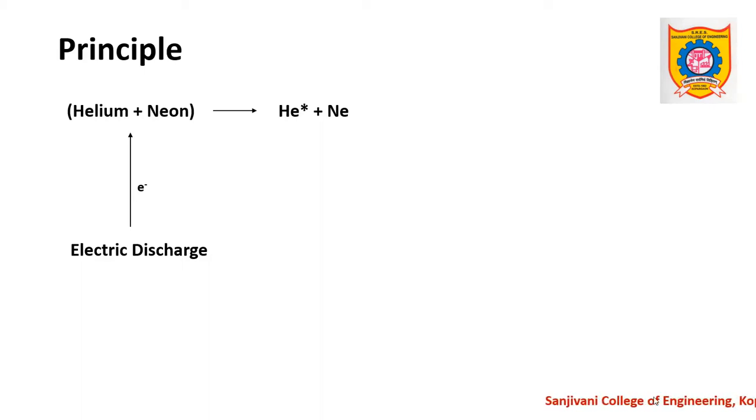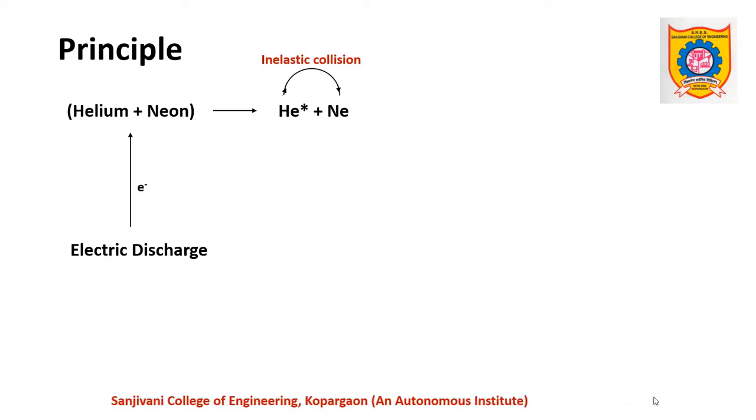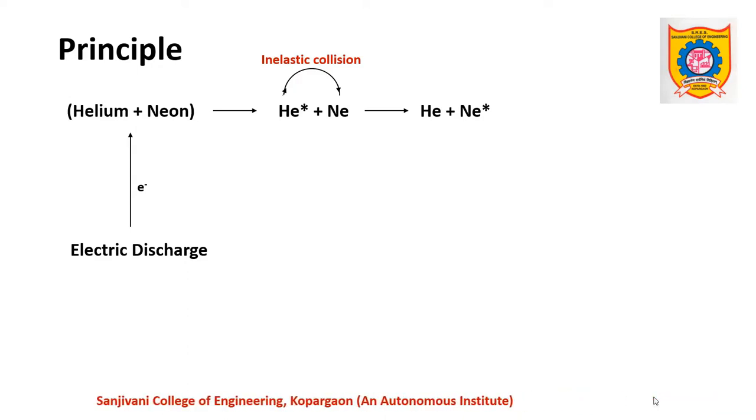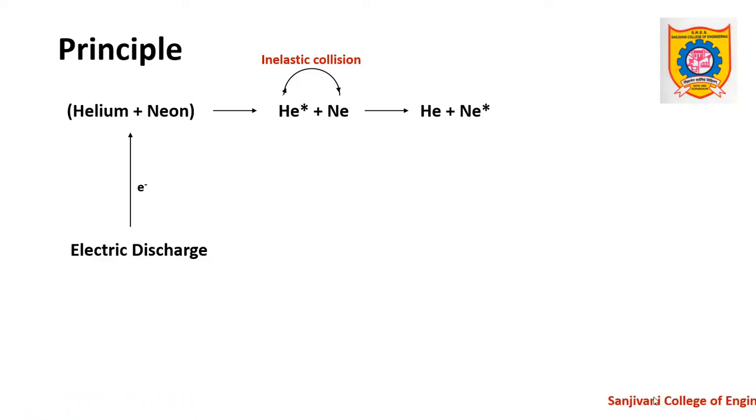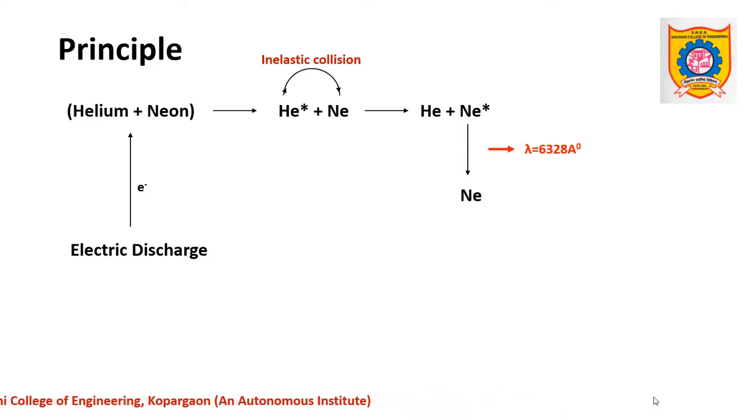Further, this excited helium transfers its energy to neon, and this process takes place through inelastic collision. So this energy transfer process results into de-excitation of helium. That is, helium returns back to the ground state, but its consequence is neon gets excited to the excited state. So as these neon atoms function as active centers, when the population inversion is reached in neon, it undergoes de-excitation, and through that process the desired laser beam having wavelength 6328 angstrom units is produced.